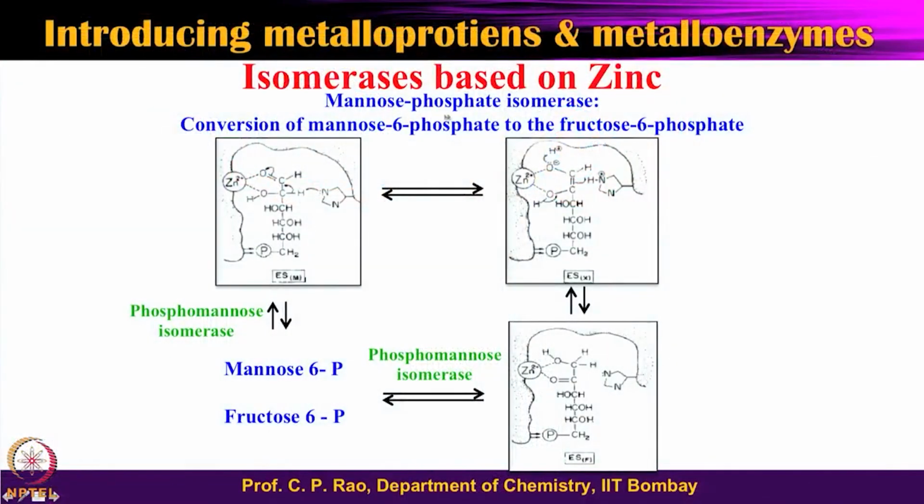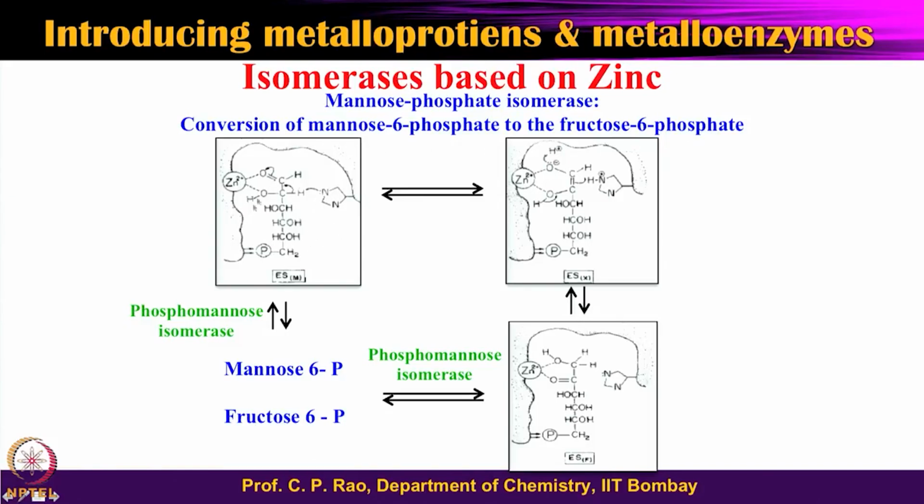One last enzyme I would like to cover is that it is not only hydration, not only oxidoreductase, not only the ligase property, we can also have isomerase, isomerizing some groups. The example taken is mannose phosphate isomerase. That means it isomerizes the mannose moiety. This converts mannose 6 phosphate into fructose 6 phosphate.